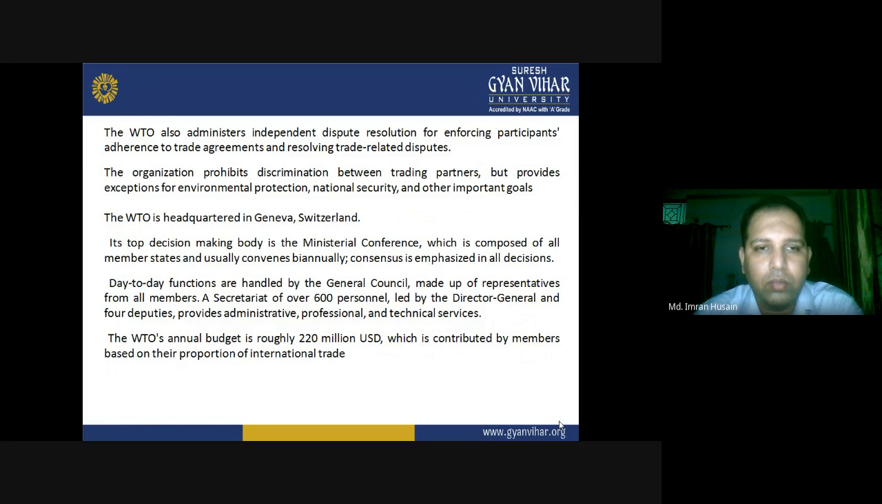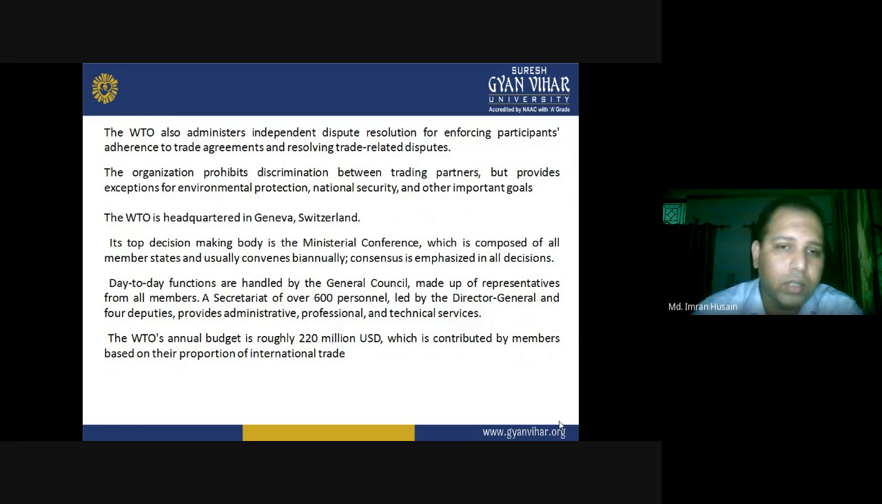The WTO is headquartered in Geneva, Switzerland. Its top decision-making body is the Ministerial Conference, which is composed of all member states and usually convenes biannually. Consensus is emphasized in all decisions. So the Ministerial Conference are the topmost ranking people, and they do emphasize rules and regulations on all decisions that are being made.